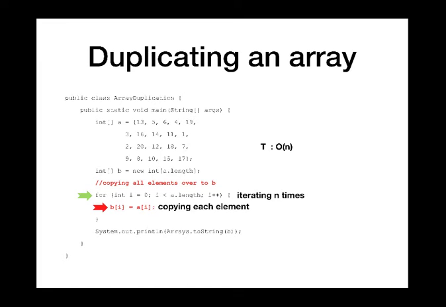Then my time complexity is O of n, because I have to go n times. And my space complexity is O of n as well, because I'm simply copying all elements from A, and I'm creating a copy into B. So I'm duplicating my input. That's why I'm using this extra space.